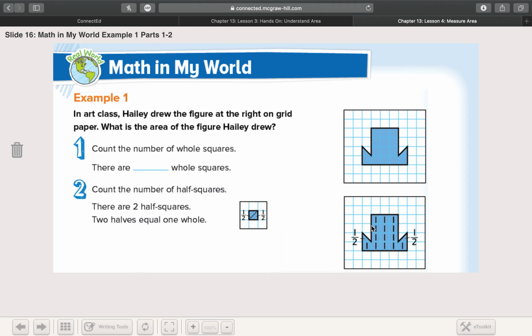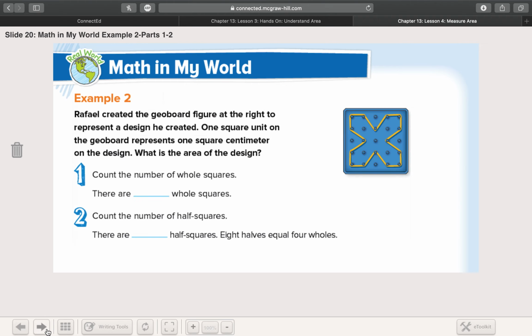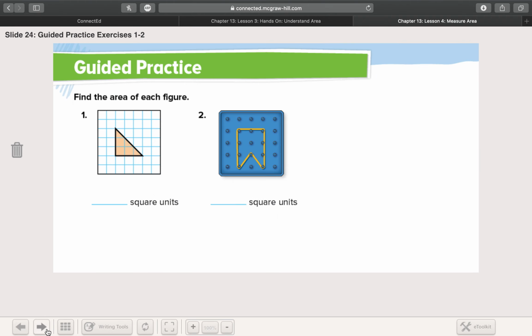1, 2, 3, 4, 5, 6, 7, 8, 9, 10, 11, 12, 13, 14 holes and 2 halves. 2 halves equals a whole. So 14 holes plus 2 halves equals 14 plus 1, which means that the total area should be 15 square units. And that is correct. We're going to skip through some of these because I want to get to one like this.